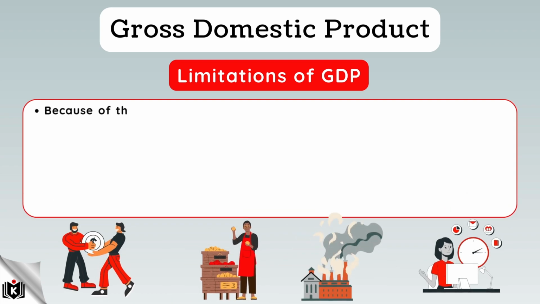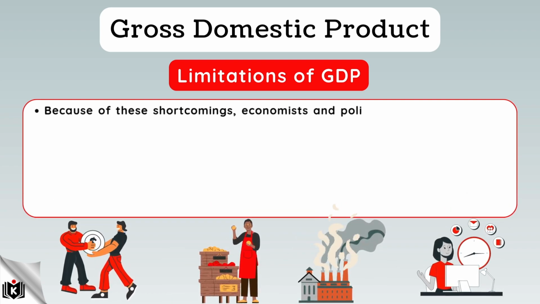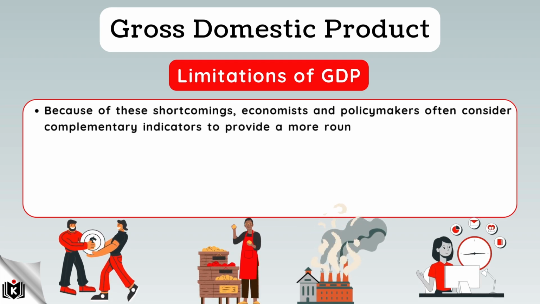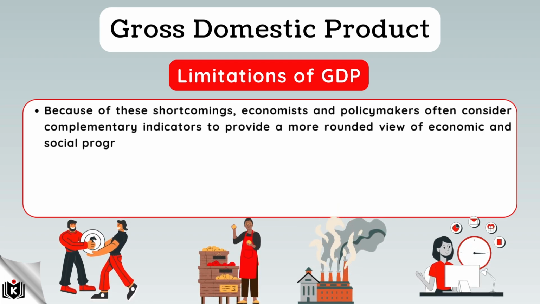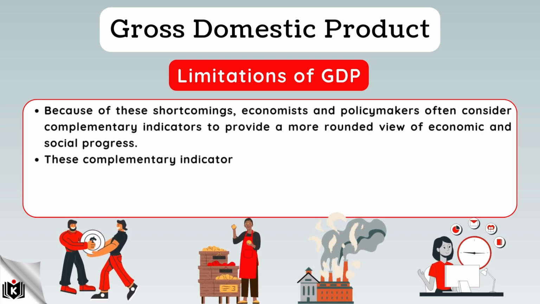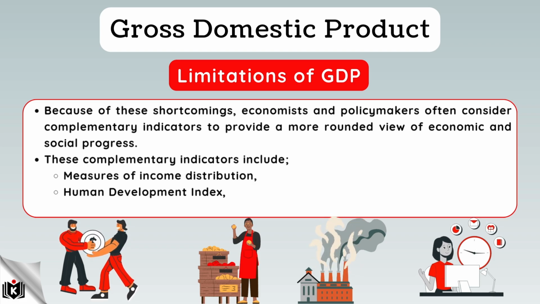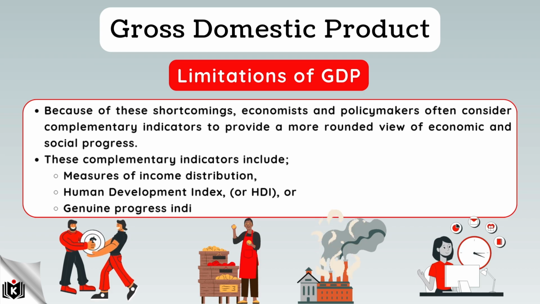Because of these shortcomings, economists and policymakers often consider complementary indicators to provide a more rounded view of economic and social progress. These complementary indicators include measures of income distribution, the Human Development Index, or HDI, or genuine progress indicators.